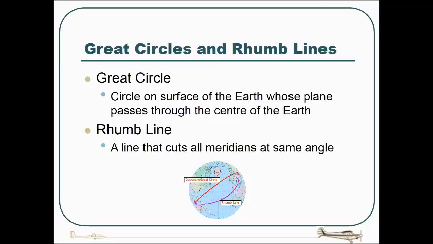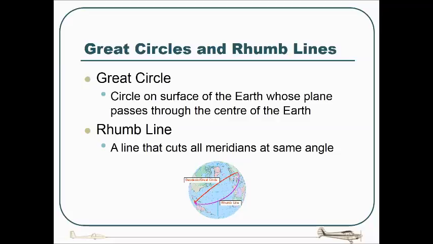Now, as I mentioned at the beginning, navigation is all about where I am and how I can get to where I want to go. And there are two concepts on this. The first is the Great Circle Route. And the Great Circle is basically a circle on the surface of the Earth whose plane passes through the center.